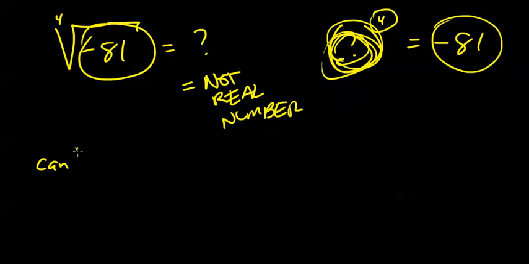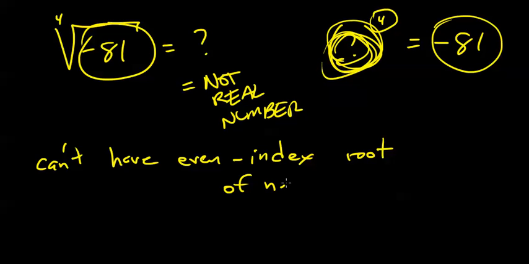So let me kind of informally write this. You can't have an even index root of a negative radicand. Again, that's in somewhat informal language, okay? All right.